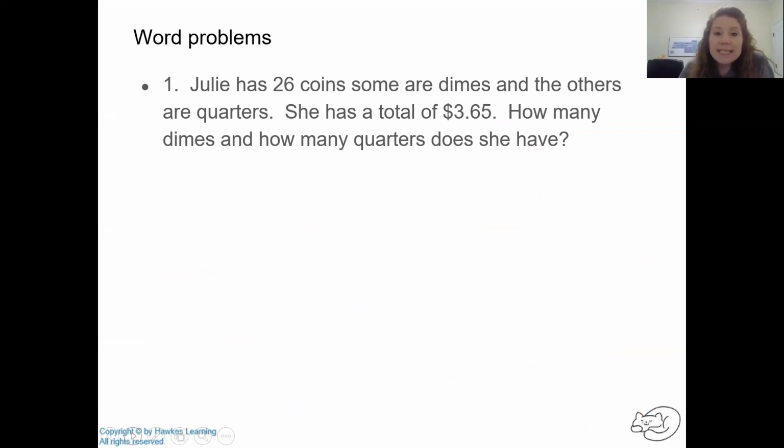So Julie has 26 coins. Some are dimes and the others are quarters. She has a total of $3.65. How many dimes and how many quarters? So you need two equations for all of these word problems. The first one has to do with the number of coins. So she has some dimes plus some quarters equals 26 coins. You understand? She has 26 coins. So the number of dimes plus the number of quarters equals 26, right?